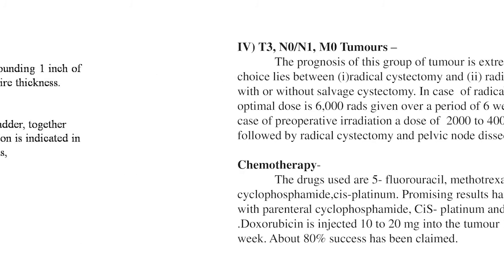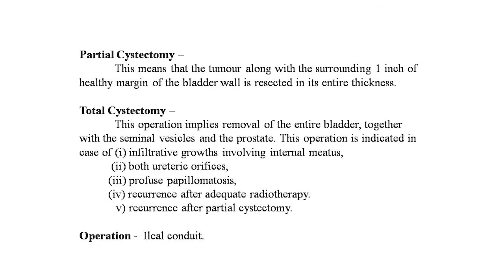Now the partial cystectomy. This means that the tumor along with the surrounding 1 inch of healthy margin of the bladder wall is dissected in its entire thickness. Not many malignant tumors yield themselves to this operation since many of them are situated near the trigone.